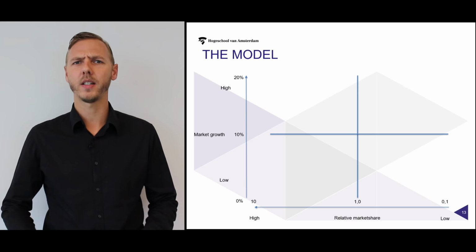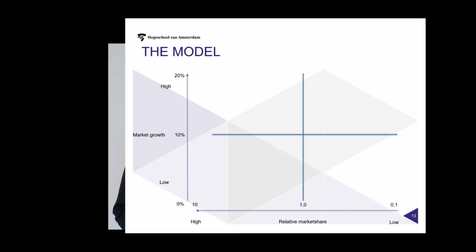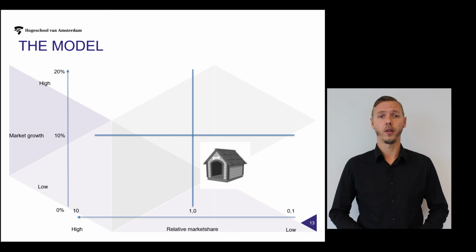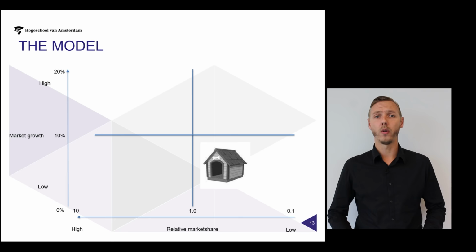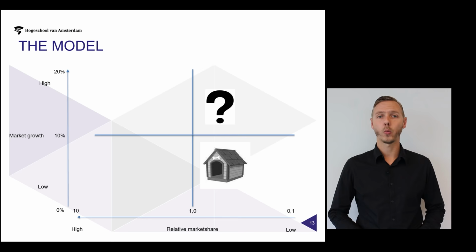Now every quadrant of this model has a name. On the right bottom side, we find the dog position. Your product market combination or your strategic business unit has a low relative market share, and it's in a low growing market. Above the dogs, we find the question mark, often also called wildcat business. You have a low relative market share, but you're in a high potential market because it's fast growing. So this is a really interesting corner to investigate.